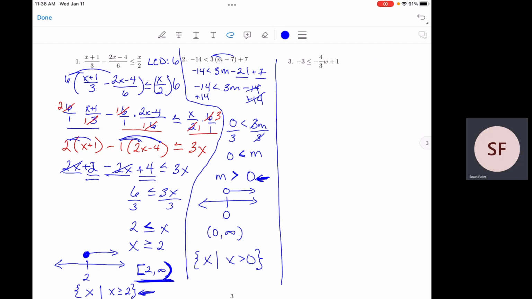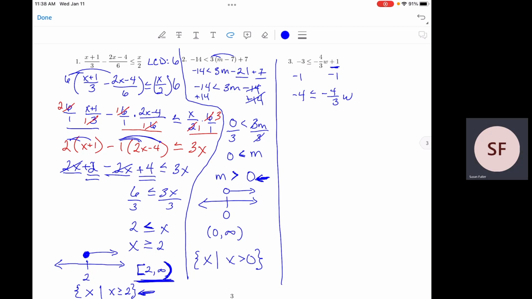All right, so the last one here is number 3. We've got some fractions in here, but we only have one. So before I clear that fraction, I'm going to move this 1 over. I'm going to subtract that from both sides before I clear the fraction. So I'll have -4 is less than -4/3 w here for number 3.